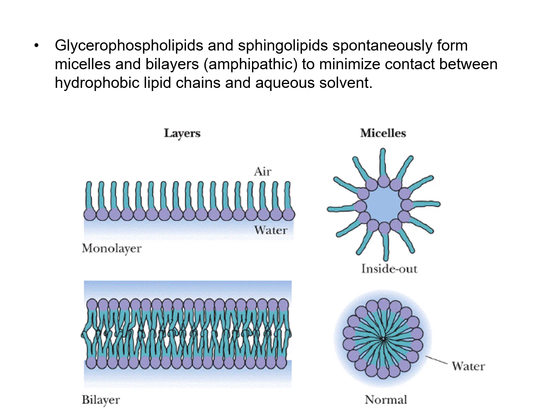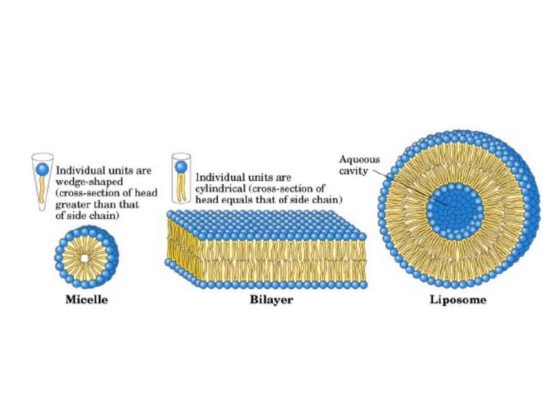Glycerophospholipids and sphingolipids spontaneously form micelles and bilayers because of their amphipathic or amphiphilic properties, and that is to minimize contact between the hydrophobic lipid chains and the aqueous solvents here and here, which is mostly the case in the living system. But if we were to have a non-polar condition as a solvent, it would be inside out for the micelles too. And depending on the type of lipids, they can form either micelles, bilayers, or even liposomes.